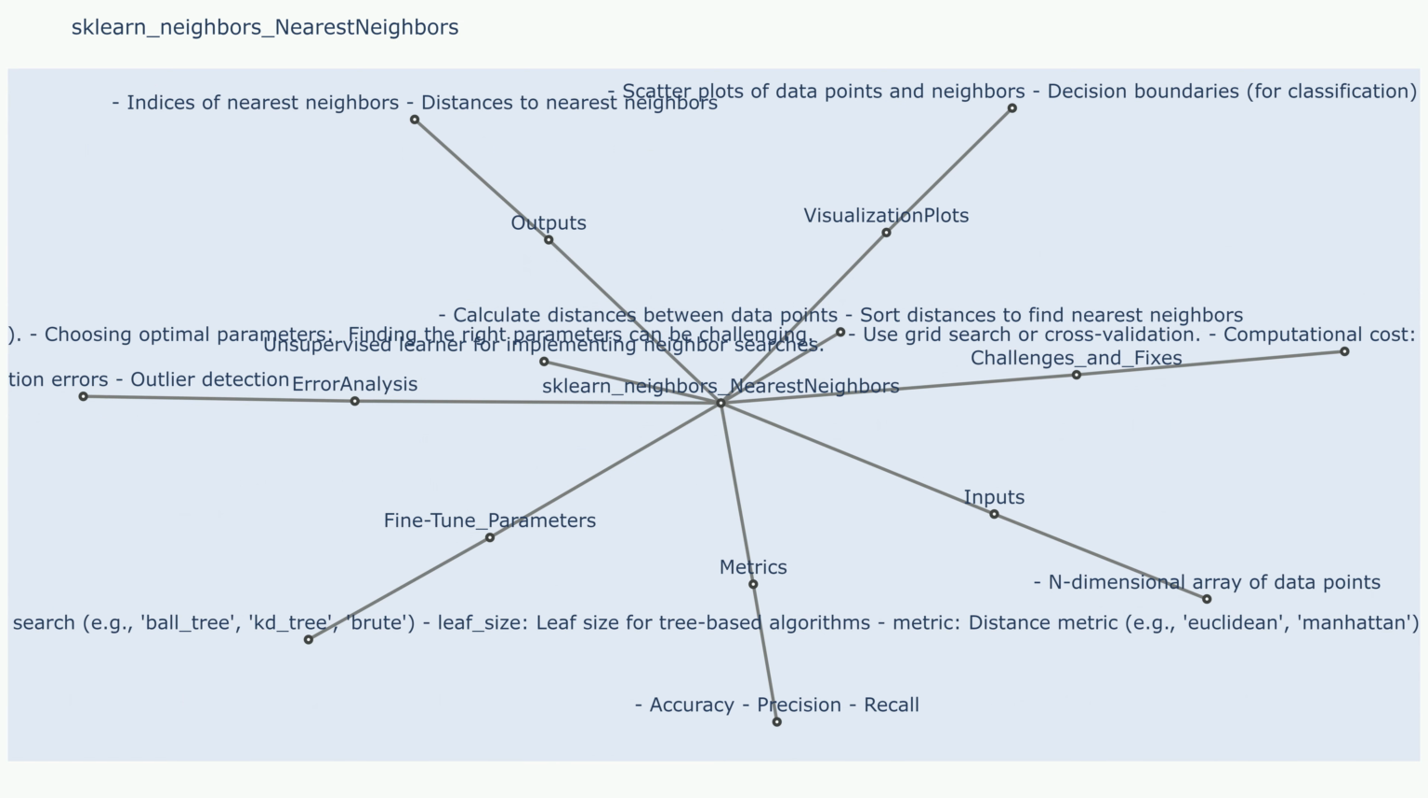Fixes to Challenge 3: outlier detection and removal. Apply outlier detection techniques to identify and remove outliers before training the nearest neighbors model. Robust distance metrics. Use distance metrics that are less sensitive to outliers, like the Manhattan distance.